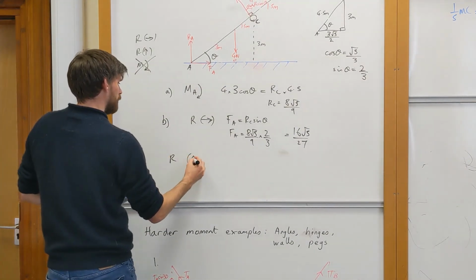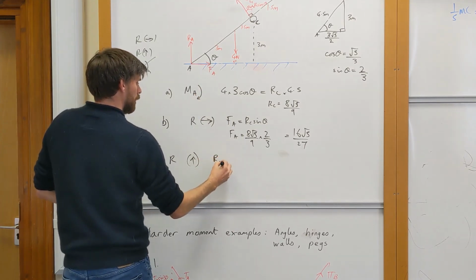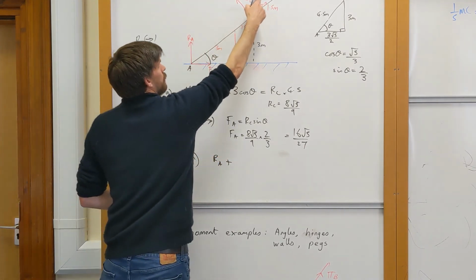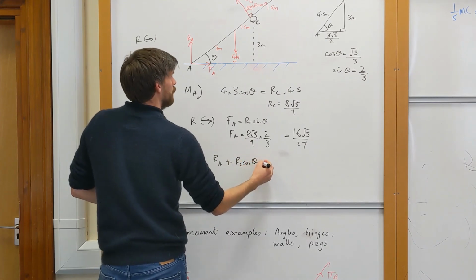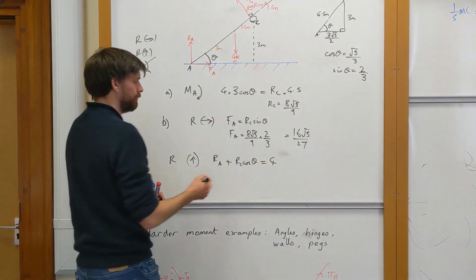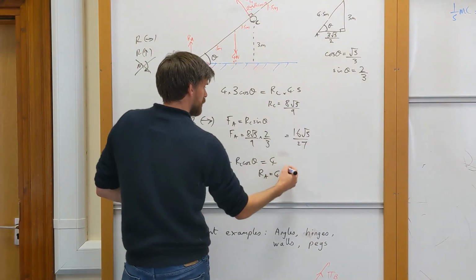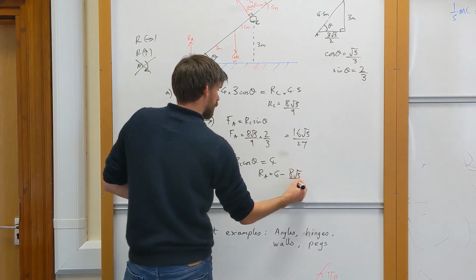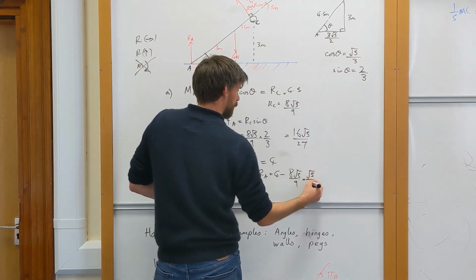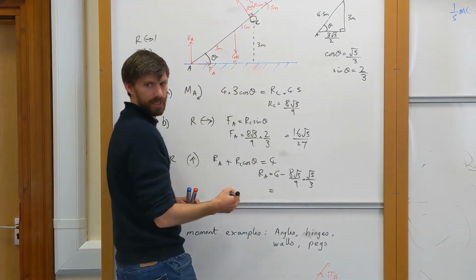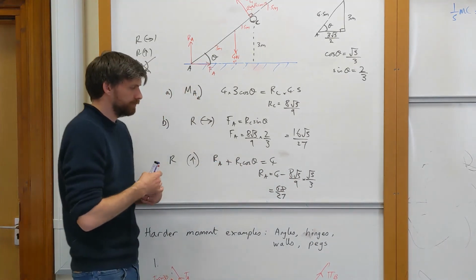If I resolve vertically, vertical forces, RA plus RC cos theta is equal to 4 newtons. So RA is 4 minus RC, 8 root 5 upon 9 times by cos theta, root 5 upon 3, which if you work it out gives you 68 upon 27.